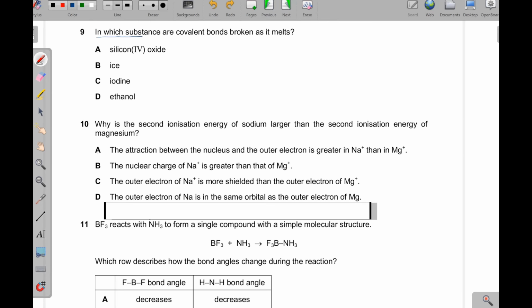Question 9. In which substance are covalent bonds broken as it melts? Now, silicon dioxide actually has a structure that resembles that of diamond. So we have silicon here. It has a tetrahedral structure. So you have oxygen. Remember, it is supposed to have 2 bonds. So this one can connect to, again, silicon here.